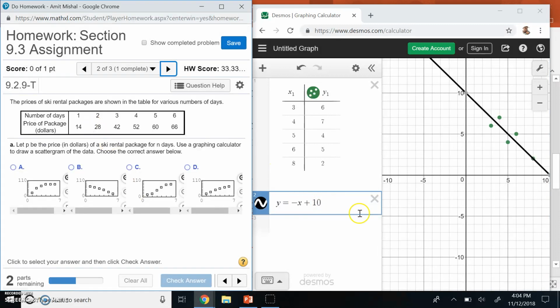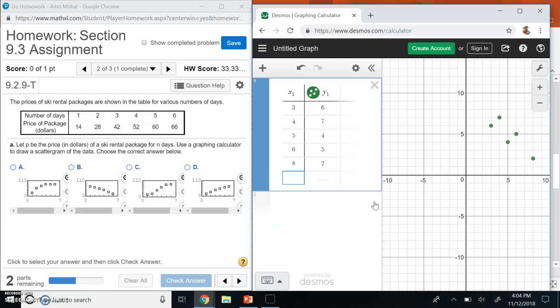The next question, this is your data. So I'm going to get rid of that. I'm going to put in my points again. So my x values are 1, 2, 3, 4, 5, and 6. So I'm going to get rid of this last one. My y values are going to be 2, 28, 42, 52, 60, and 66. So I'm going to get rid of my next one.